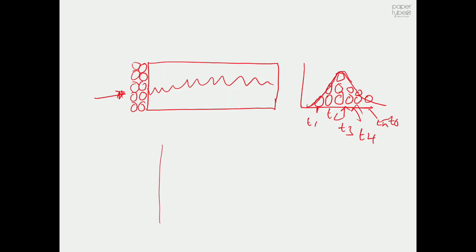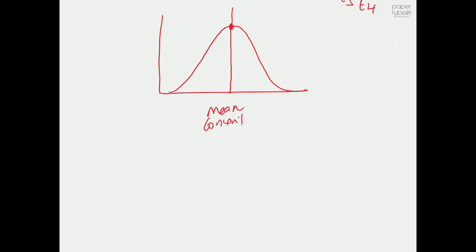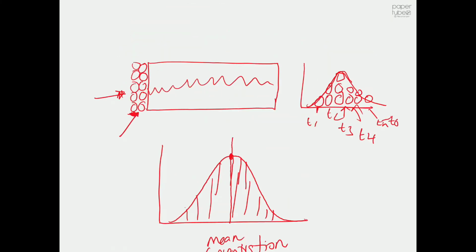So what is this Gaussian distribution all about? You will have a peak maximum, so that will be nothing but your mean concentration. If you take the area under the curve, that should represent whatever goes inside your column. So whatever the area under the curve is, that should be equal to 100 grams per liter.